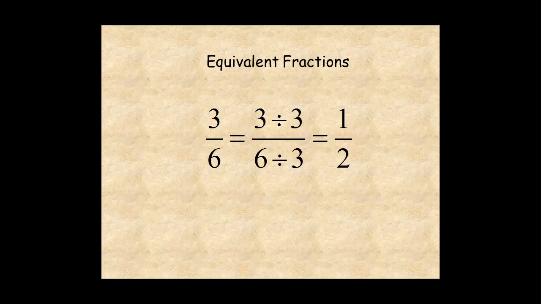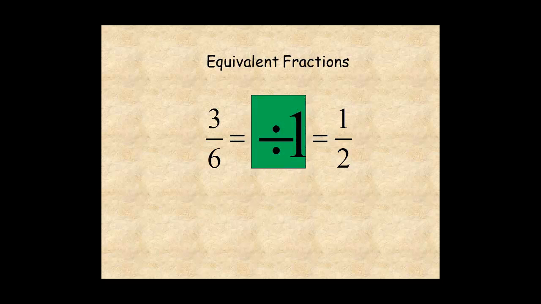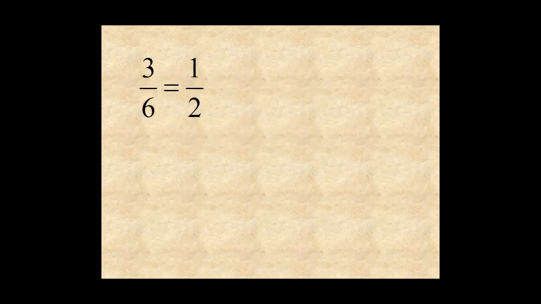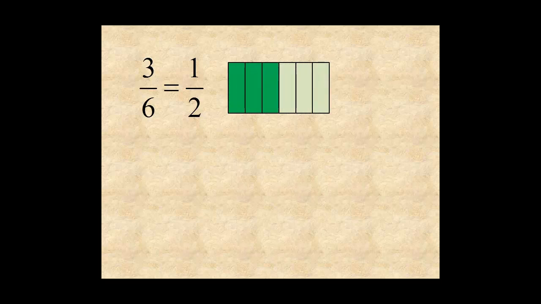In order to understand this, notice that 3 over 3 is equal to 1. So when you divide the numerator and denominator by 3, you're really dividing the fraction by 1, which according to the identity property doesn't change its value. Here's a model of 3 out of 6. And here's a model of 1 out of 2. And you can see they are equivalent.